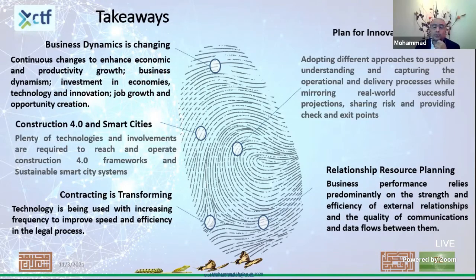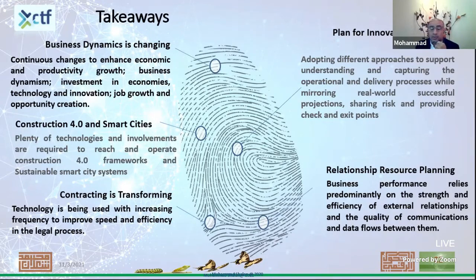This is my last slide, and I need to walk you through the takeaways from this presentation. The business dynamics is changing. Everyone knows that we are changing. A lot of things are changing. It's very important we change our mindsets to handle this new environment, this new normal. Construction 4 and smart cities are there. We are using it today. It's everywhere, and we have a lot of samples. And many of these samples are using a kind of smart, innovative contracting. Of course, it's not fully mature, but at least we are using this.